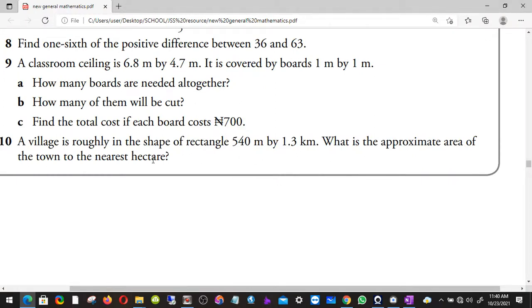Number C, read. Find the total cost if each board costs 700. To be 700 times 32. 700 times 32. Good.